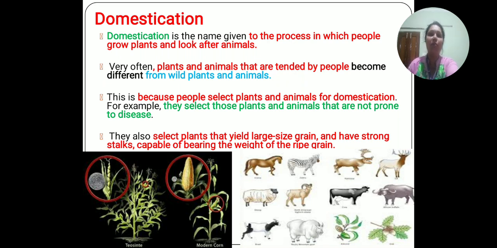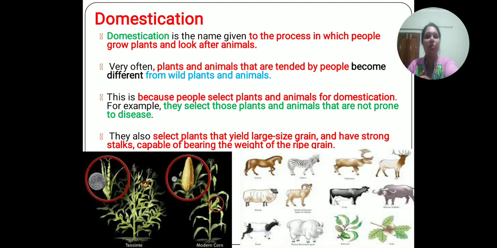So what types of animals and plants did people at that time select for domestication, for keeping with themselves? They selected all those animals and plants which were not very prone to diseases, which did not have so many diseases. So they started domesticating these types of plants and animals. They started keeping those animals and plants with themselves which were not very prone to diseases.